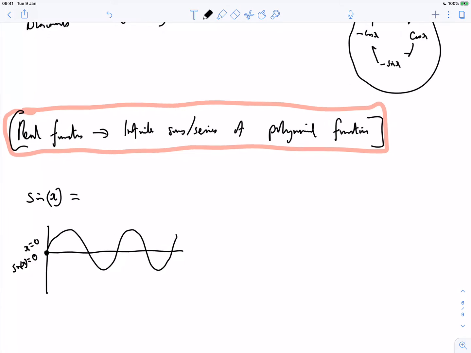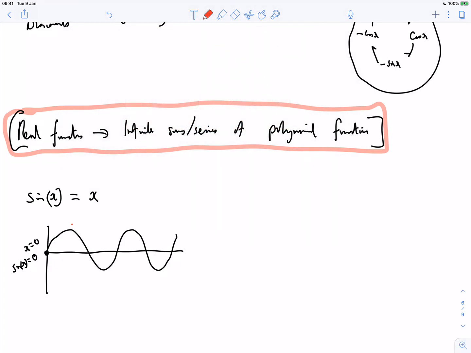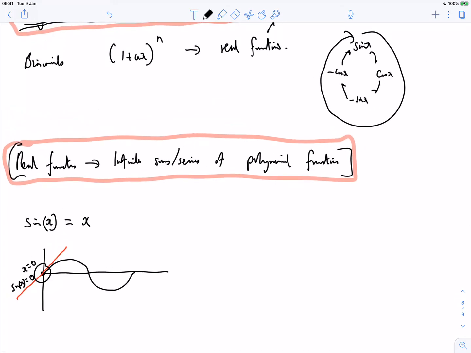So if I was to approximate this with a polynomial function, let's say sine of x equals x, then at the very least, the y equals x graph will look like that. I should draw this better. So, oh, that's terrible. So, at least in the region of x equals 0, y equals x does seem to approximate sine of x. Okay, now, what information about sine of x can I use to build it up?